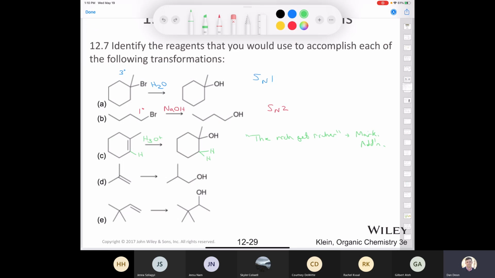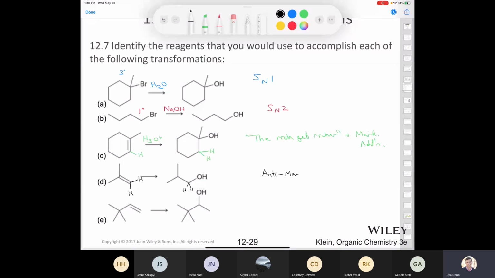Okay, and again, that's a mechanism that you should be able to draw, right? You should be able to draw that mechanism as well pretty quickly. The next one, if you look at this carbon, it's got 2 protons on it, and it still only has 2 protons on it in the final product. Therefore, the rich are not getting richer here. This is an anti-Markovnikov addition of water.